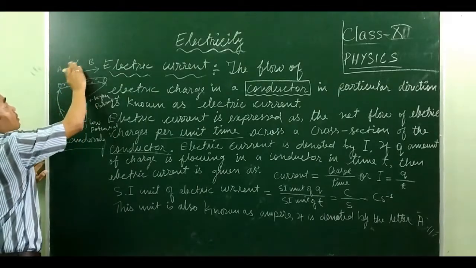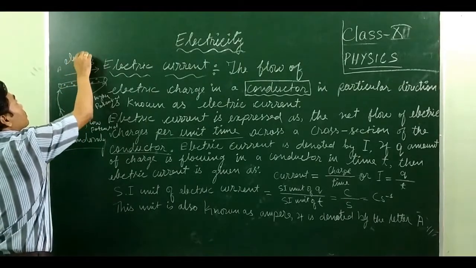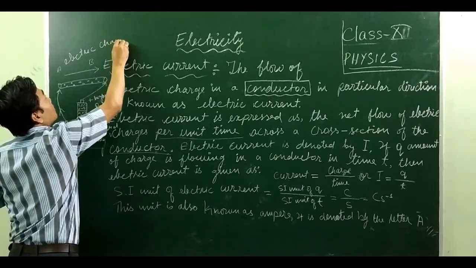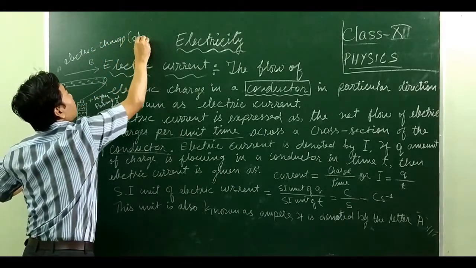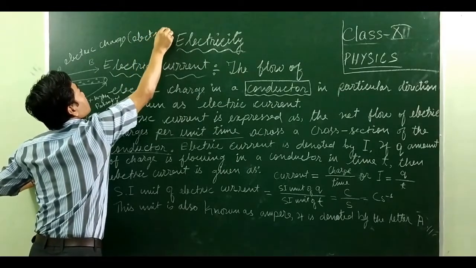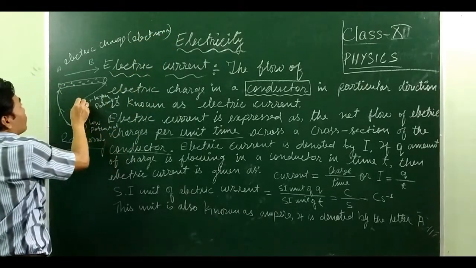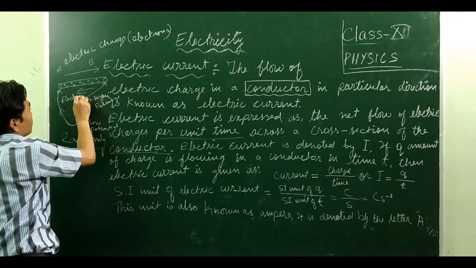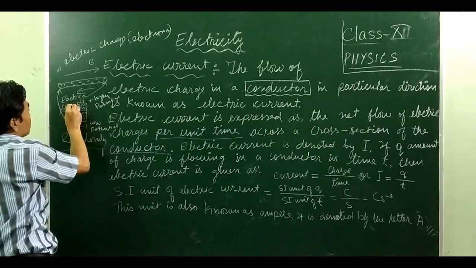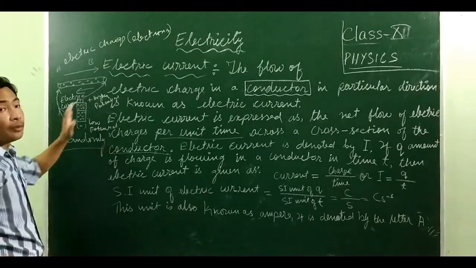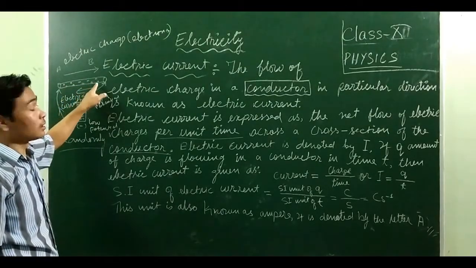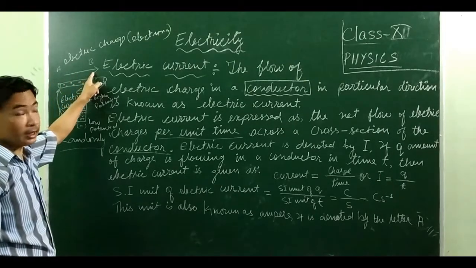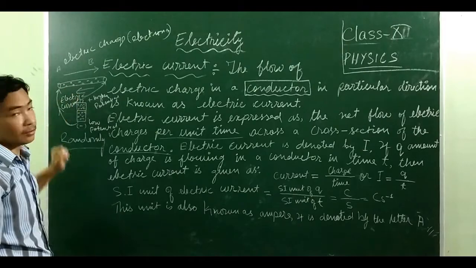So this is electric charge, or electrons, which is moving from A to B, and this is electric current, which is moving opposite to the flow of the electrons. Okay, electrons move from A to B and electric current moves from B to A. Understand?